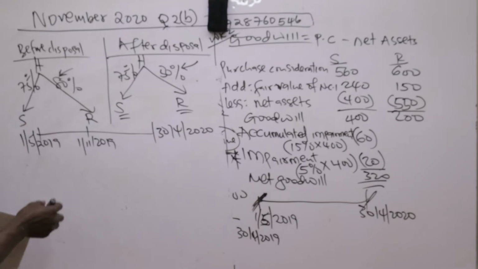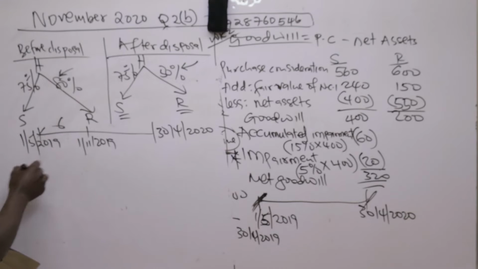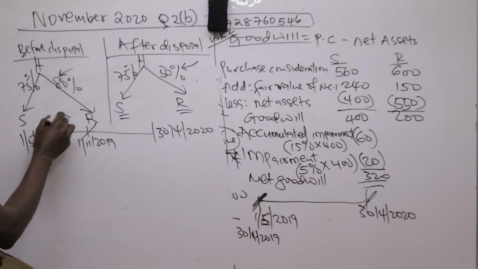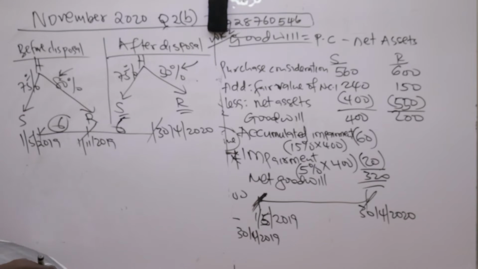Because now here, I will consider R being a subsidiary for the first 6 months, because from May to November, those are 6 months. So this period, R will be considered as a subsidiary. And towards the end of the period, R will no longer be considered a subsidiary because it has been disposed.